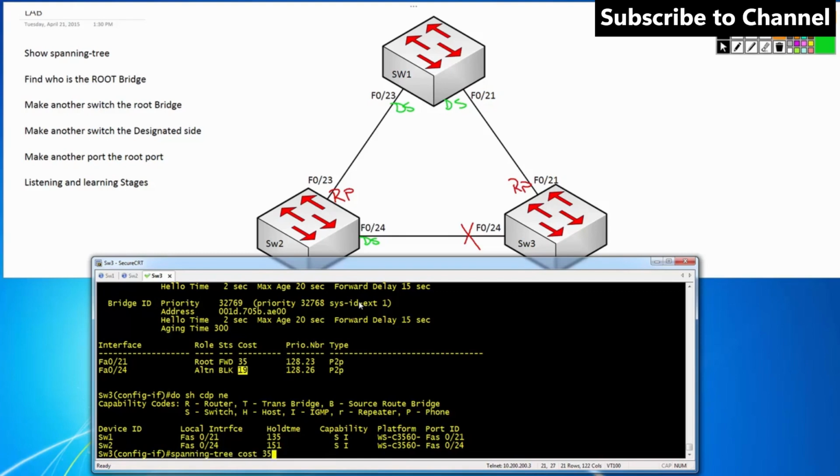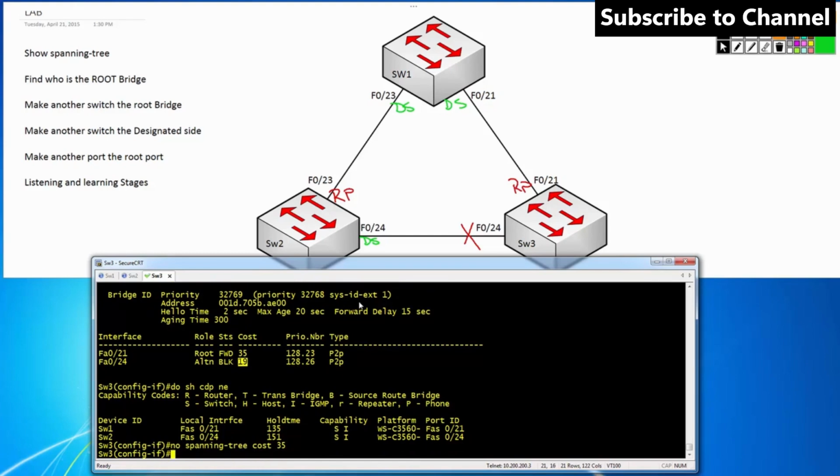But that's not the case here because they both had the same links. Once we put this back to normal, they both have the same cost to the root bridge. So that's when the tiebreaker is who has the lowest BID number. And if both of them have the same priority, then we're going to be looking at the lowest MAC address, which is part of our BID, right?